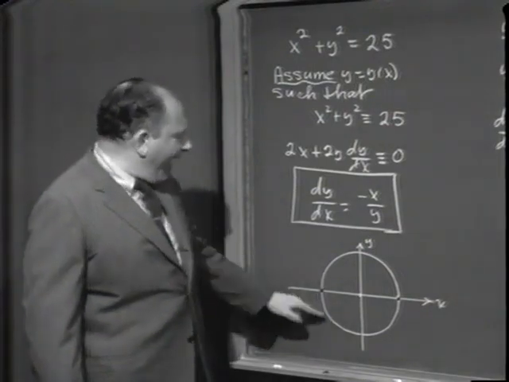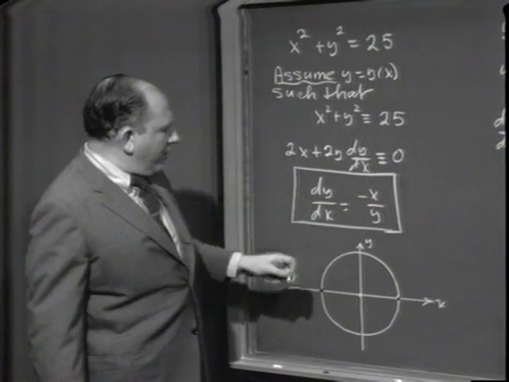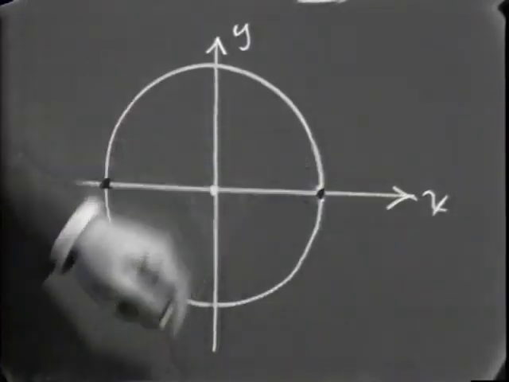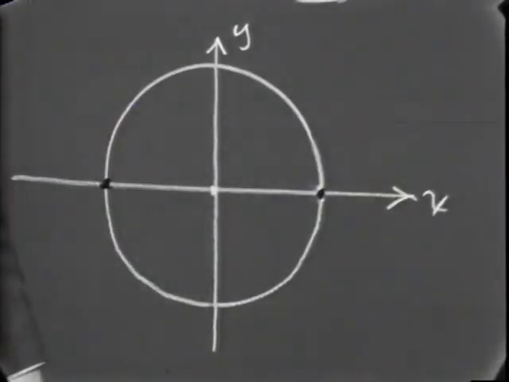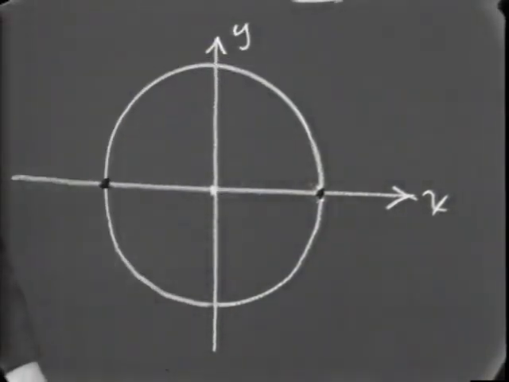By the way, of course, it happens that, as you probably remember, x squared plus y squared equals 25 is a circle centered at the origin with radius equal to 5. Okay, so far so good. We'll come back to this diagram in a little while.